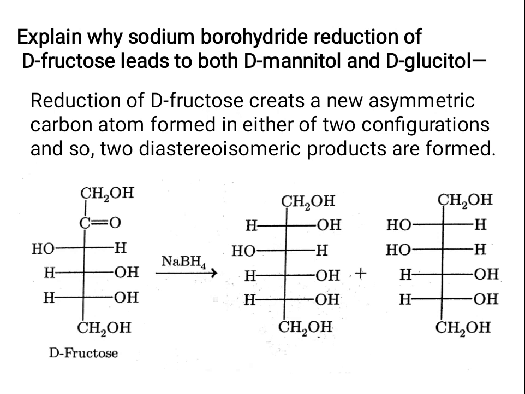Explain why sodium borohydride reduction of D-fructose leads to both D-mannitol and D-glucitol. Reduction of D-fructose creates a new asymmetric carbon atom formed in either of two configurations, and so two diastereomeric products are formed. As I have just told you, sodium borohydride can attack from this side or this side. As this is a new asymmetric carbon, it can give two diastereomers, this one and this one.